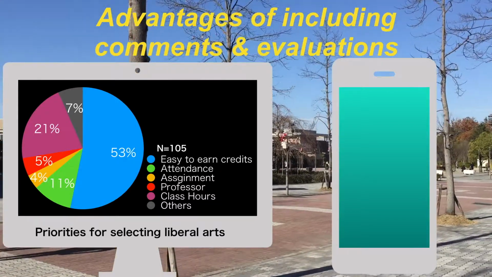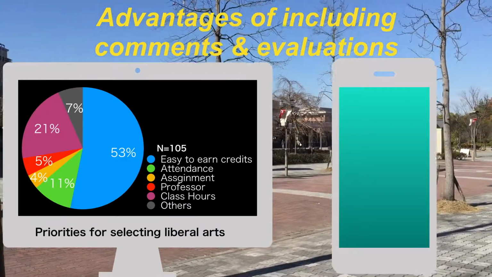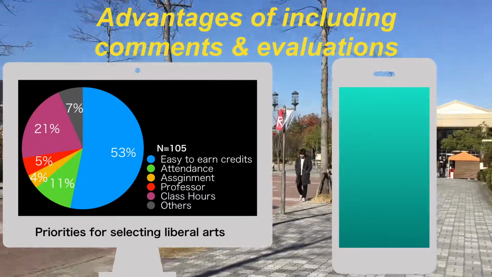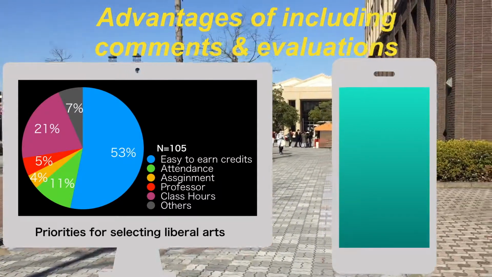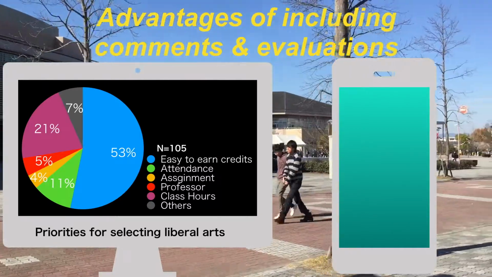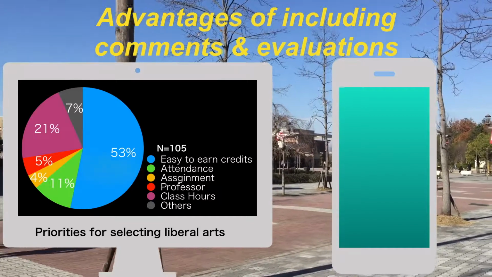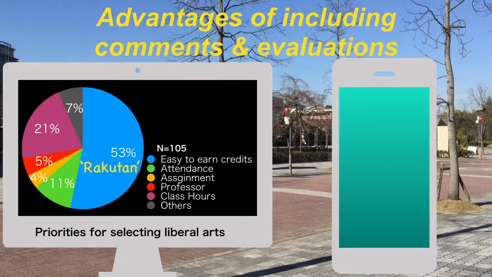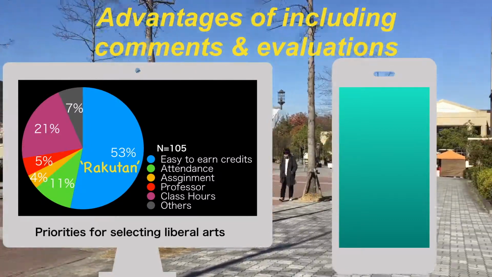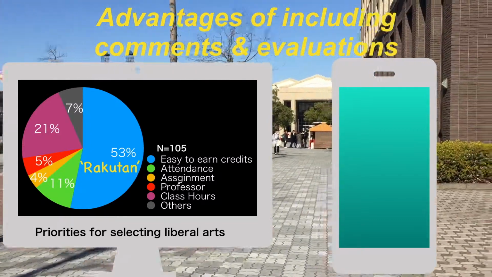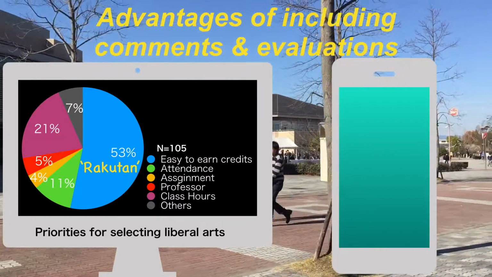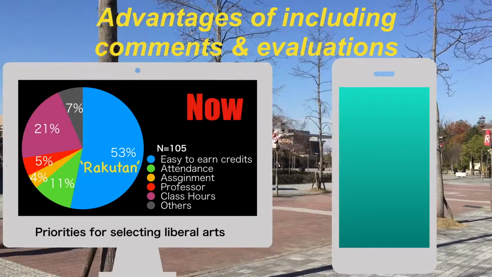This is a questionnaire which I conducted before. The question was, when selecting electives, which point is the priority for selecting? 53% of all answered easy to earn credits. Sometimes, students call these kinds of classes with easy exams Rakutan. It means easy to pass the exam. This questionnaire showed that Rakutan can be part of the incentive for selecting elective classes. This is unhappy for both faculty and students. However, this is the current situation.